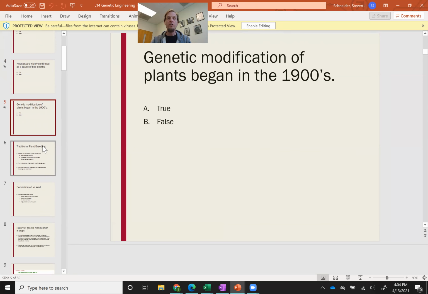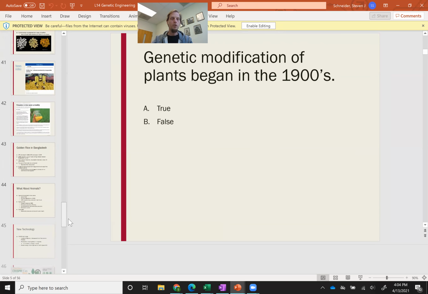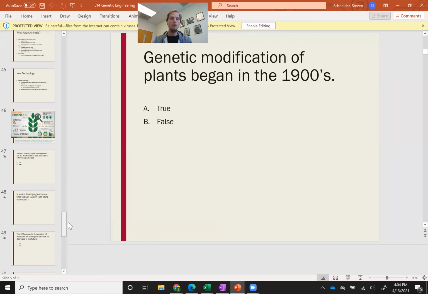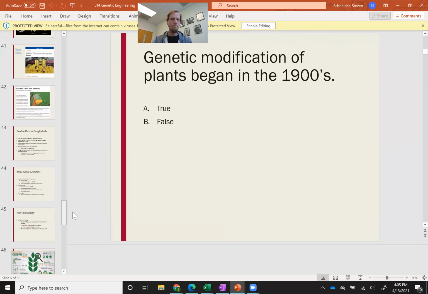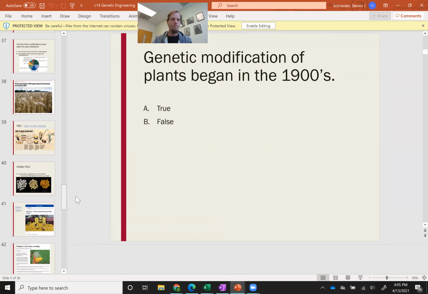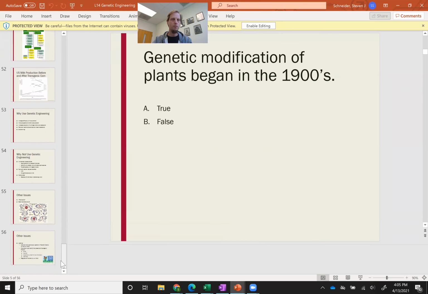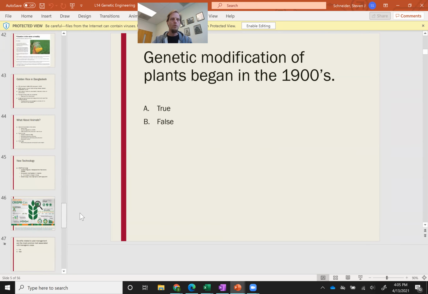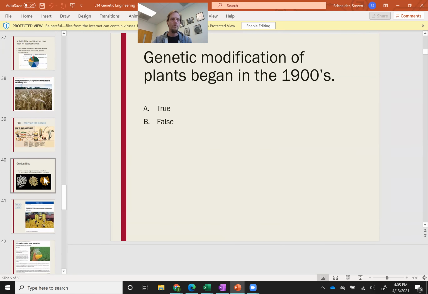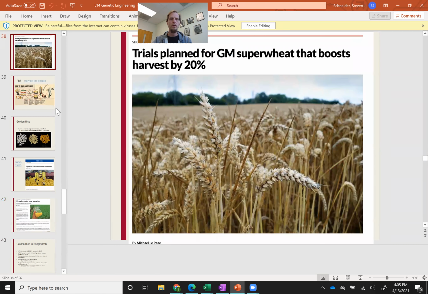Okay, genetic modification of plants began in the 1900s. Now, this one could be tricky. If you clicked on the slide, and let's see, this one I actually don't hit until later on. Let's see. Oh, shoot, sorry, I don't remember. Anyway, there's a link in here to the paper. It's in one of these. Maybe it was in the back of that other.